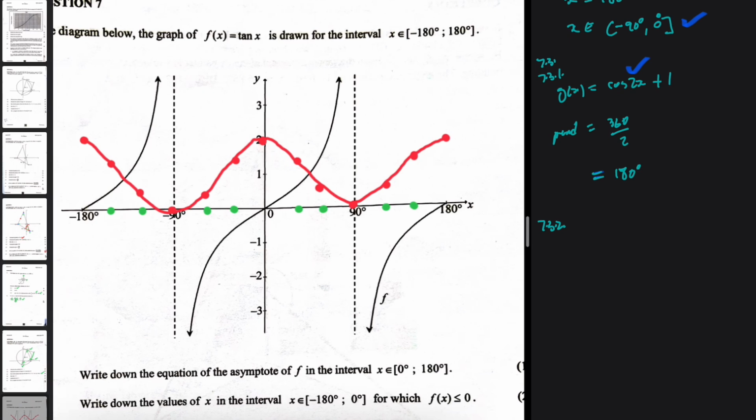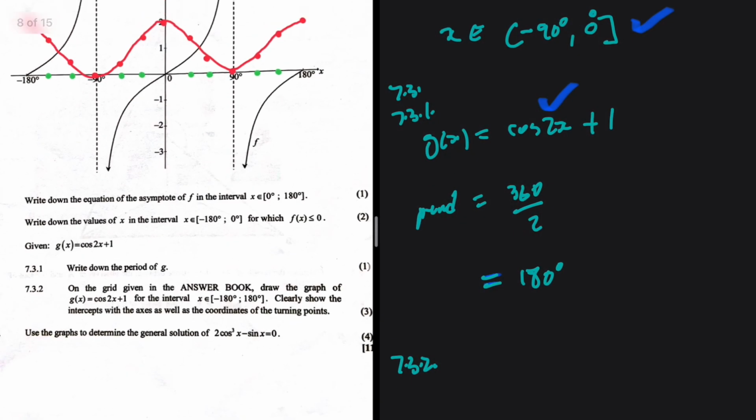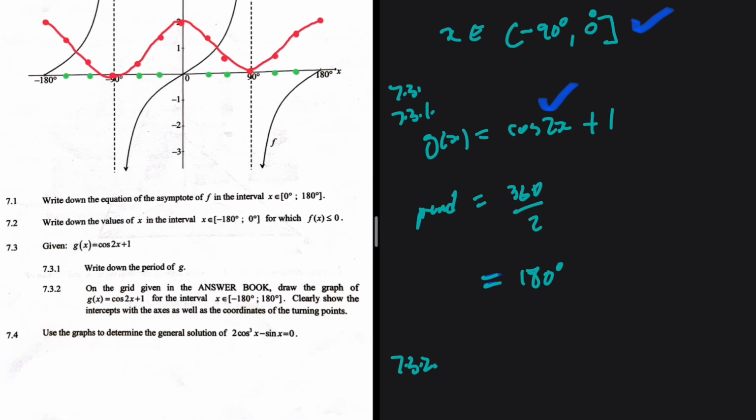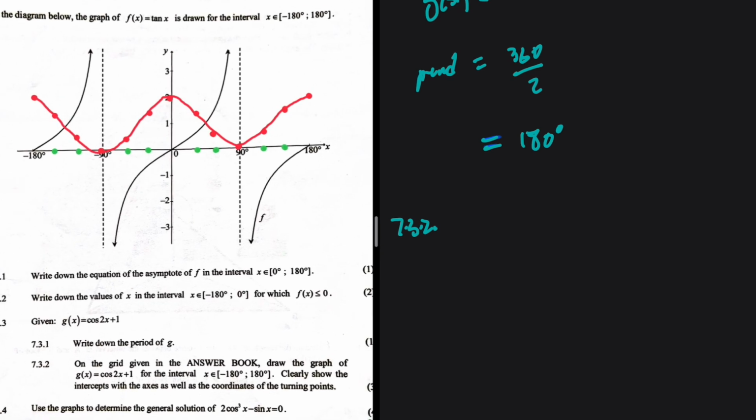So that is 7.3.2. Now let's do 7.4. Right, the question says clearly show the intercepts with the axis. So you will provide the intercepts there. We can see the intercept. We have minus 90, we have 90. So you will show that there in coordinate form. Yeah, but that is essentially what we need to have.